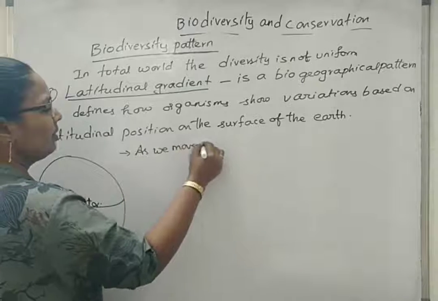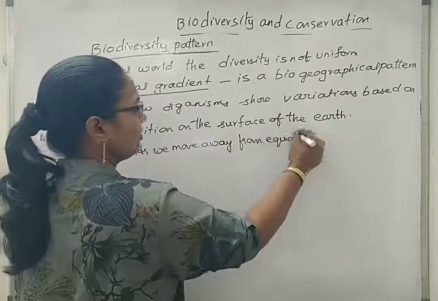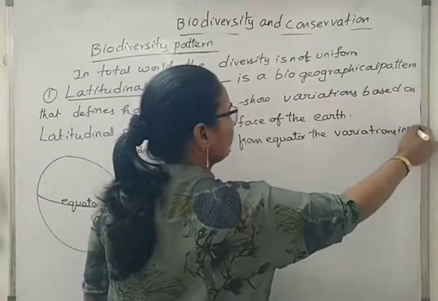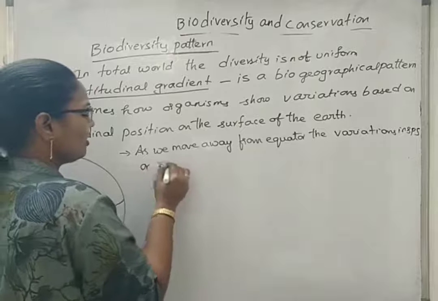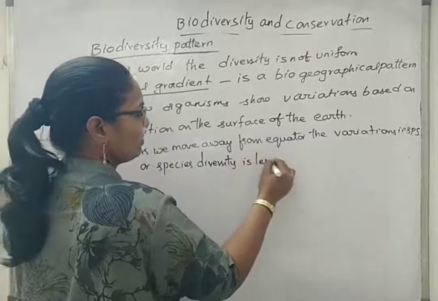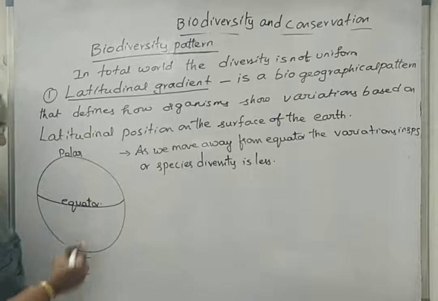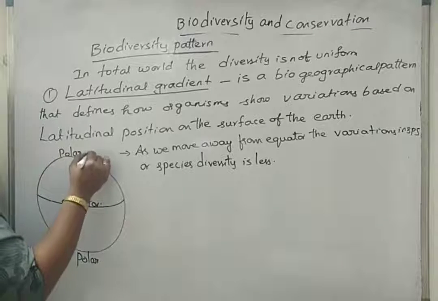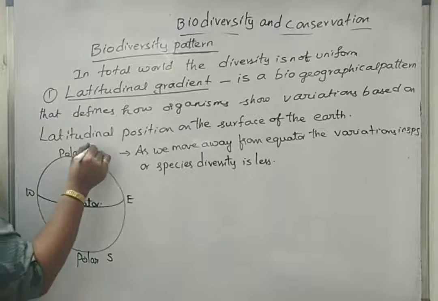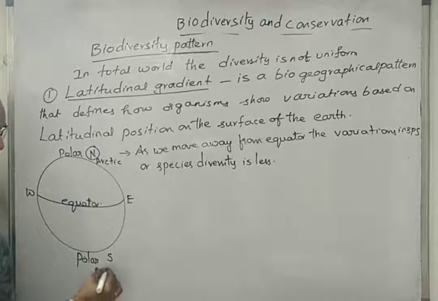As we move away from the equator, variations in species, or species diversity, is less, as we are moving from the equator to the polar regions. If we take the upper one as north, this is south, this is east and this is west. The north pole is called the Arctic region. The south pole is called the Antarctic region.